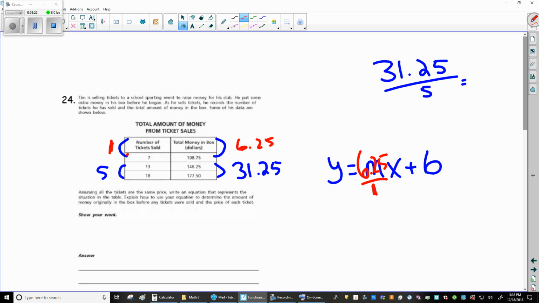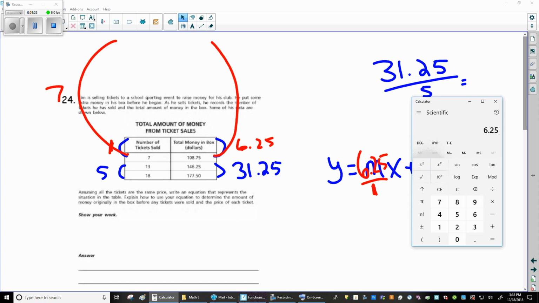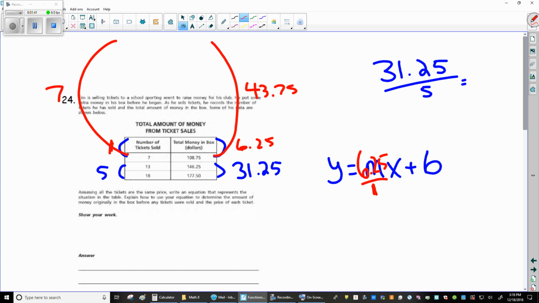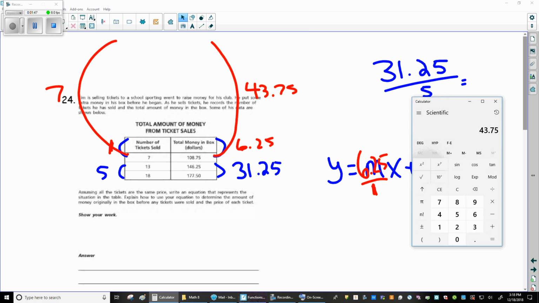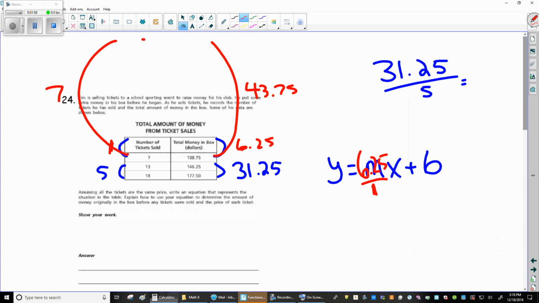So what I could do, my shortcut, is I could go back by 7. But if I wanted to go back by 7, I would have to figure out what 6.25 7 times is. 6.25 times 7 is 43.75. So let's take 108.75 and go minus 43.75 to get 65. So 0, 65. So I'm going to plug 65 in right there.